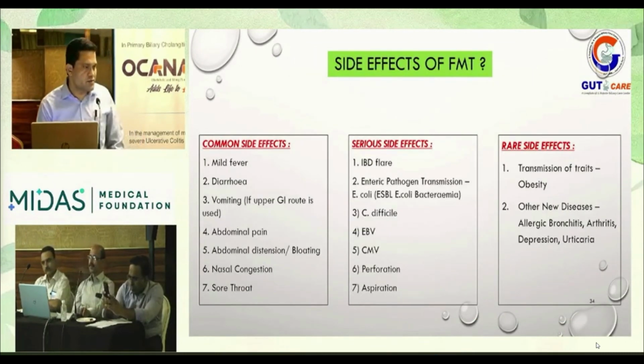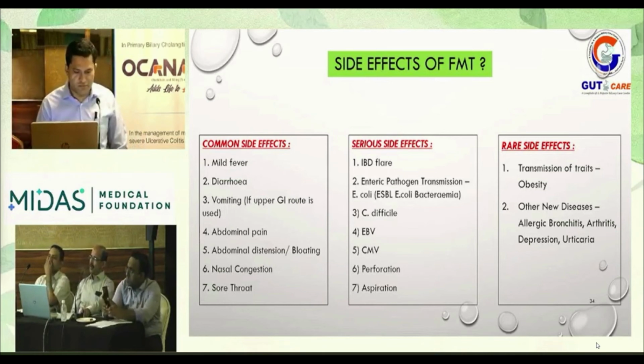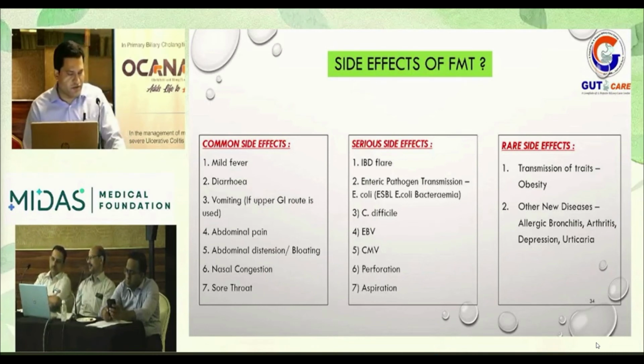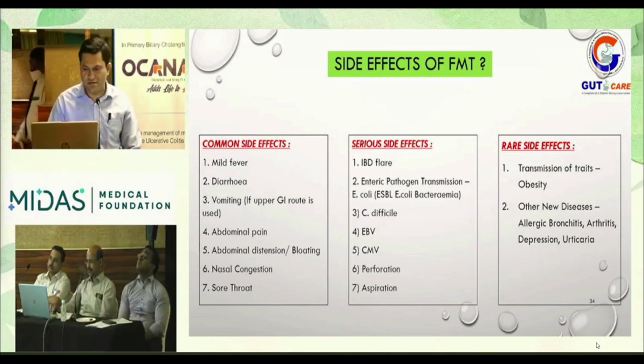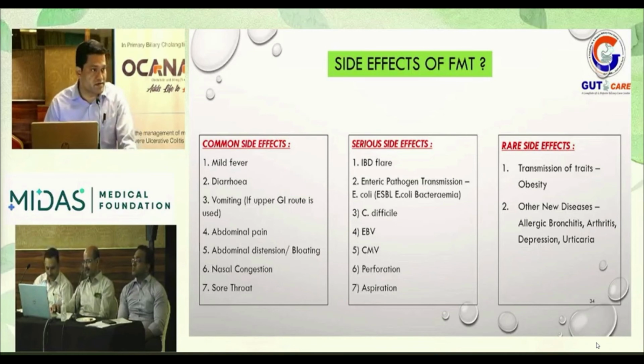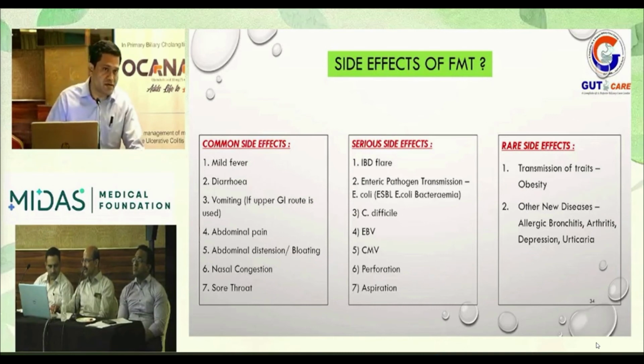Side effects of FMT. The serious side effects are very rare. Common ones which can be easily manageable: mild fever, diarrhea, vomiting, like that, which are transient and remain for 24 to 48 hours. Serious side effects can be the IBD flare, enteric pathogen transmissions, and other transmissions, and perforation and aspiration in case of capsule FMT. The rare side effects, there can be a transmission of traits like obesity. One patient who received the FMT from an obese person later developed obesity, and there can be emergence of new diseases like allergic bronchitis, arthritis, depression, and urticaria.